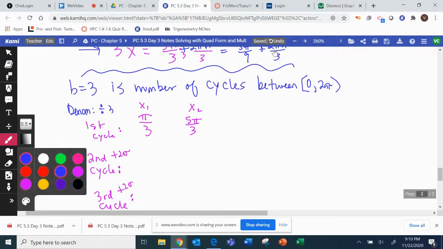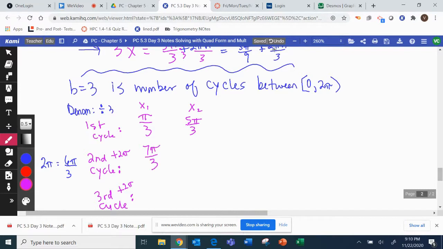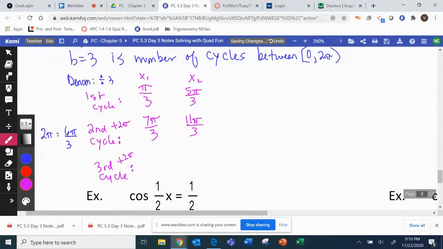So I'm going to go ahead and add those. So I get 7 pi over 3. And then add 6 onto this one, I get 11 pi over 3. And then to get to my third cycle, I'm going to add another 6 pi over 3 onto my last answer. So I get 13 pi over 3 and 17 pi over 3.